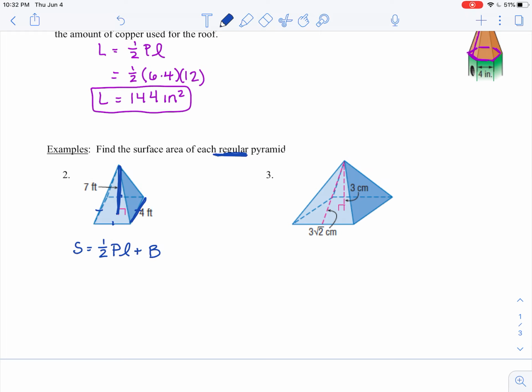So we're going to create a triangle out of our normal height, our slant height, and half the length of one base. So because this entire side of the base is 4 feet, half of that makes the bottom of this triangle 2 feet. Now we can use the Pythagorean theorem to calculate the slant height. So we have 7 squared plus 2 squared equals L squared. That's 49 and 4, or 53, equals L squared. So our slant height is going to be the square root of 53.